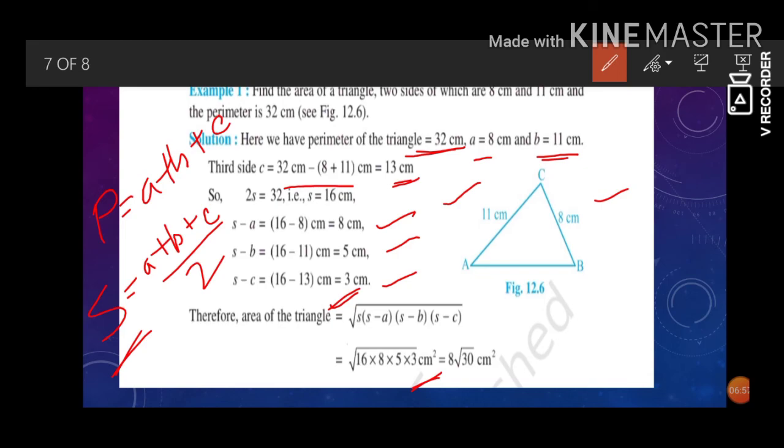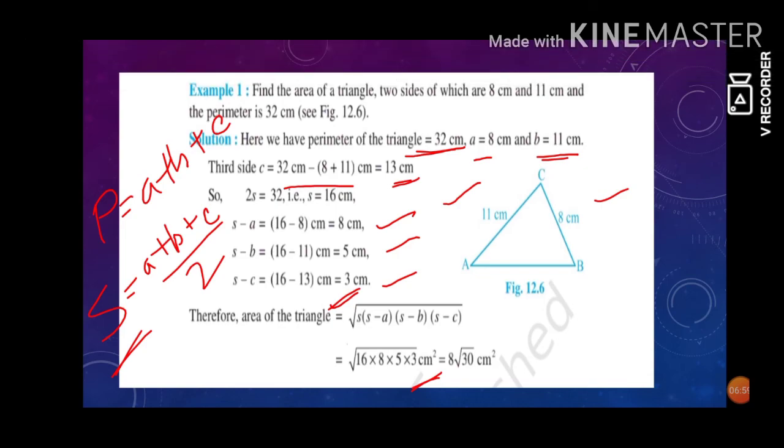So this is how we find out the area of a triangle when the three different sides of a triangle are present, that is of a scalene triangle.